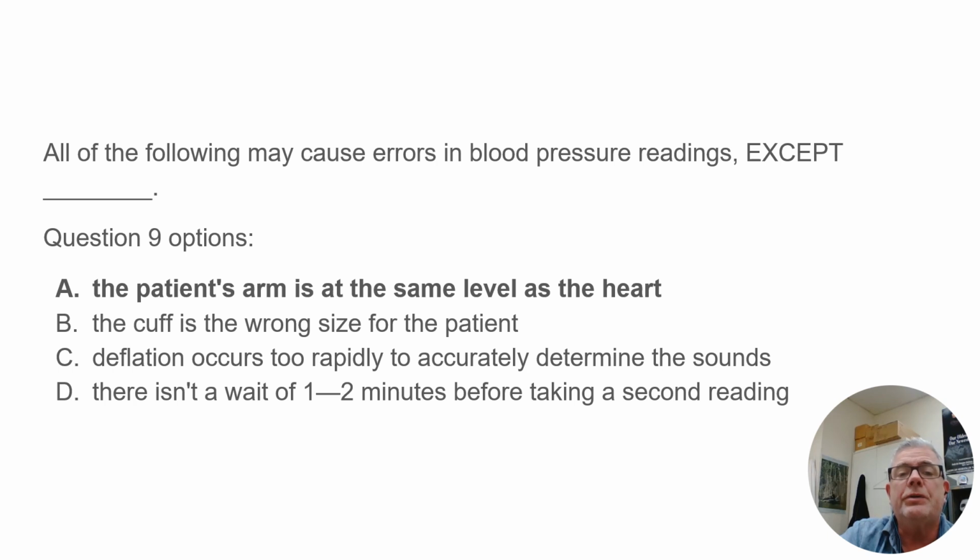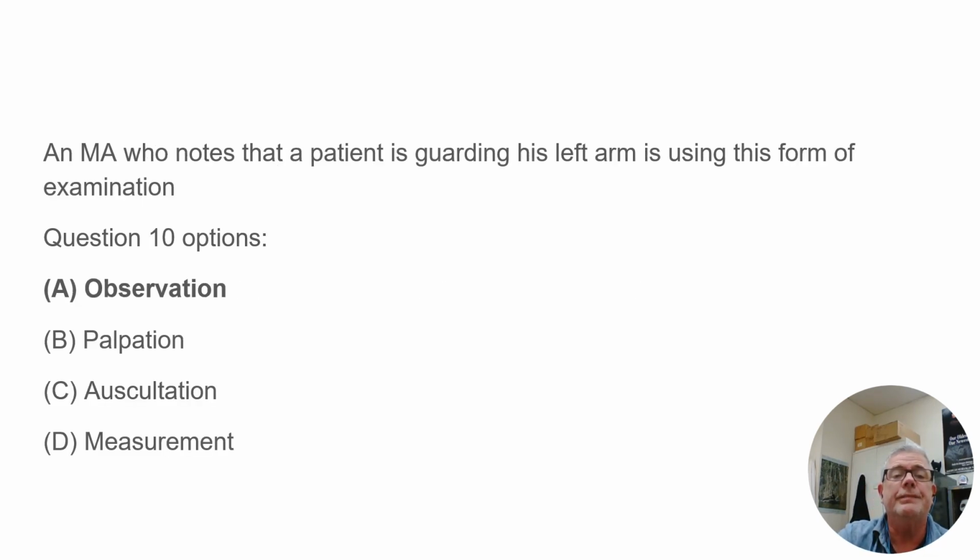All the following may cause errors in blood pressure readings except having the patient's arm at the same level as the heart. No, that's actually the way you want to take a blood pressure. You don't want the arm elevated, you don't want it dangling. Wrong size cuff, deflating the cuff too rapidly, or waiting too quickly before taking a second reading can all give you erroneous readings.